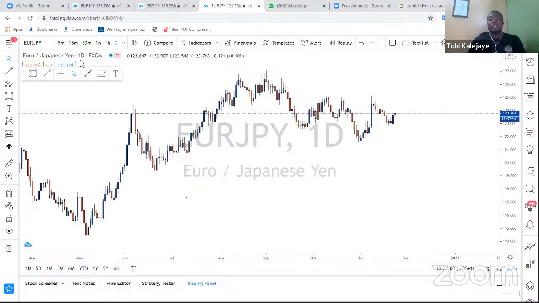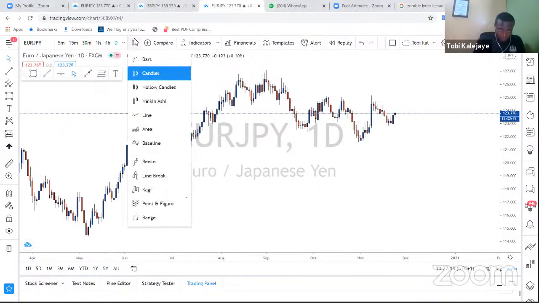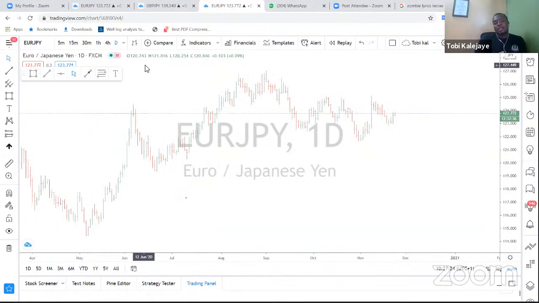So, candlesticks are basically the way price is represented on the charts. There are three major ways that price could be represented, but candlesticks are the best you can use. On TradingView over here, you might have more than three ways, but the most common ones people use are either bars.